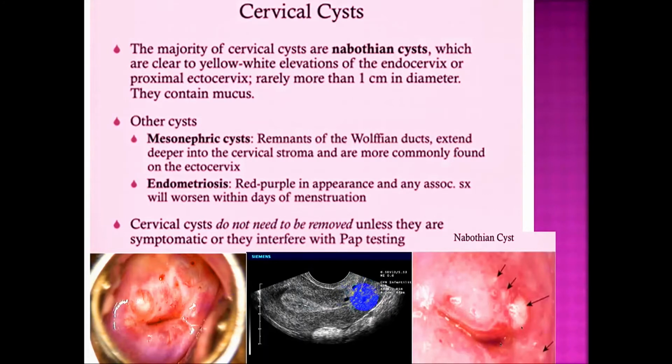The other cyst is the mesonephric cyst, remnants of Wolffian ducts, which extend deeper into the cervical stroma and are more commonly found on the ectocervix. Endometriosis appears red-purple, and any associated symptoms will worsen within days of menstruation. Cervical cysts do not need to be removed unless they are symptomatic or they interfere with blood testing.